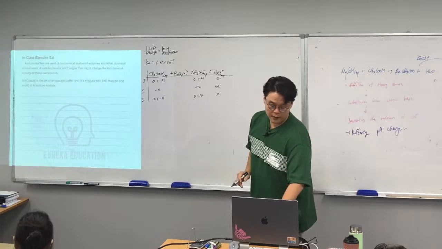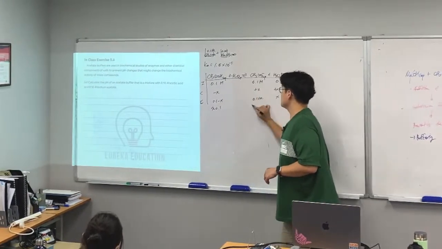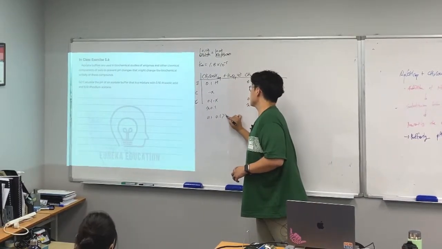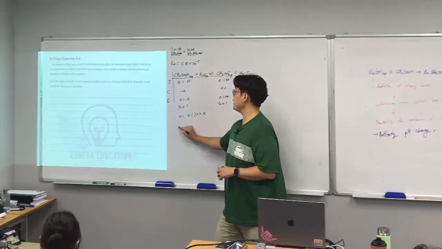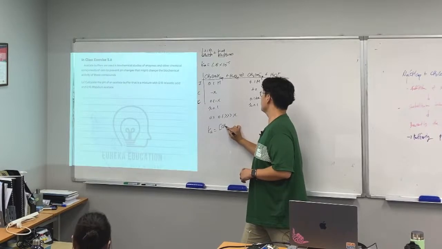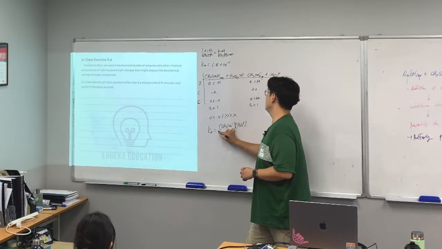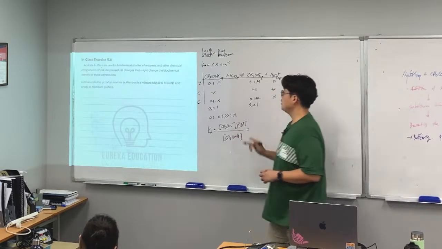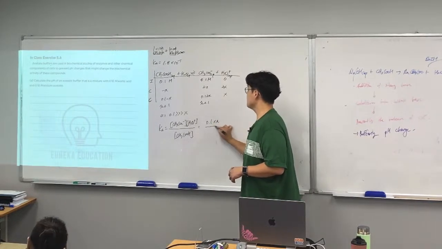Okay, now what we have to think from here is that we take this as approximately 0.1, as 0.1 is significantly greater than the x value. Then the Ka expression, which is the CH3COO minus times the hydronium ion divided by CH3COOH, would be 0.1 times x divided by 0.1.